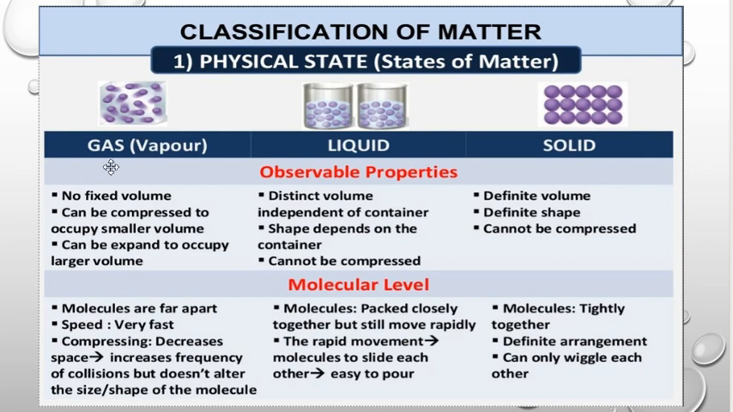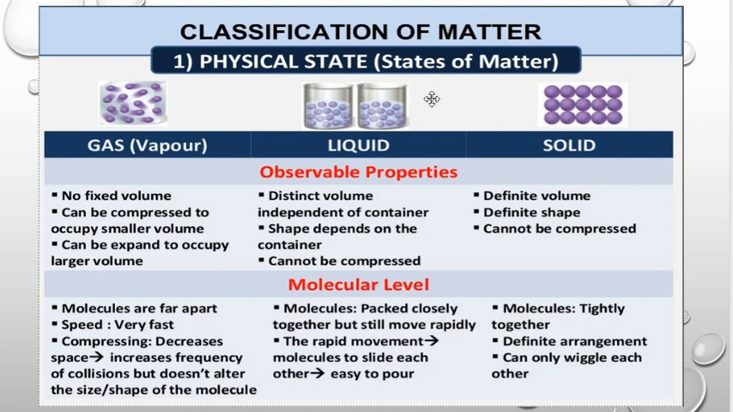This first one, we are talking about gas. See in the diagram over here, the molecules are separated. They are moving everywhere around the container. They have no fixed volume or shape. They can be compressed into a smaller volume. They can be expanded to occupy a larger volume. If we talk about the molecules of the gas, they are far apart, their speed is very fast, and on compressing, they decrease. And if we give them more space, they increase. The frequency of collision changes, but it doesn't alter the size or shape of the molecules.